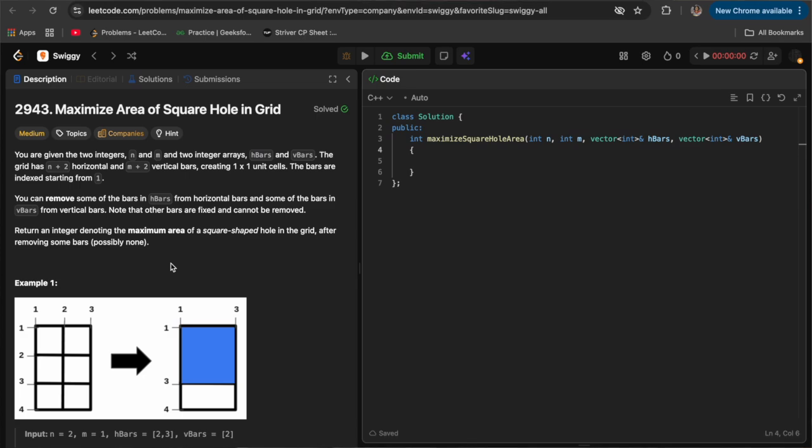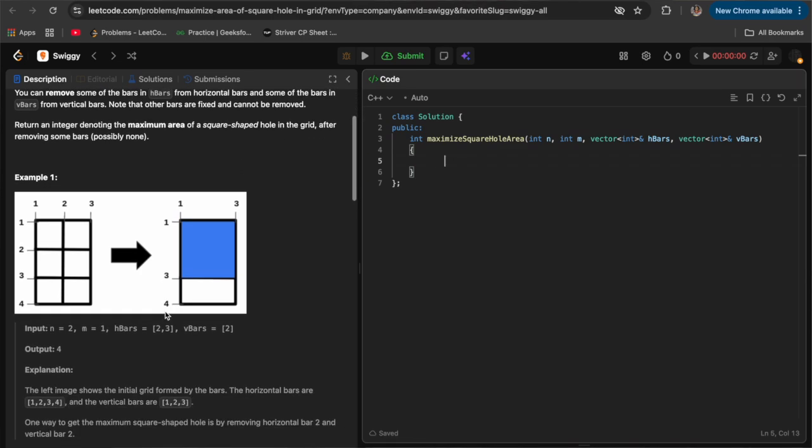If possibly none, what does that mean? If I can't remove any bar, what do I need to do? I just told you that they are placed keeping one unit distance. So we have one unit horizontally and also one unit vertically, so we have 1 cross 1, a maximum of 1 square unit area. And what we have to do here is just remove those bars.